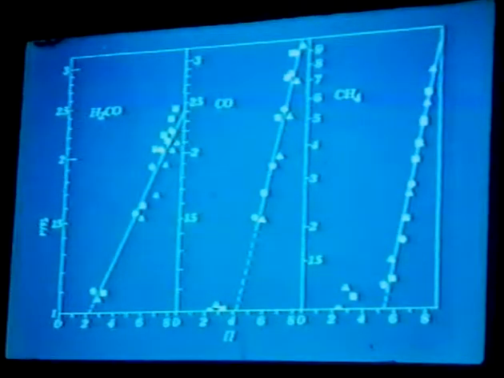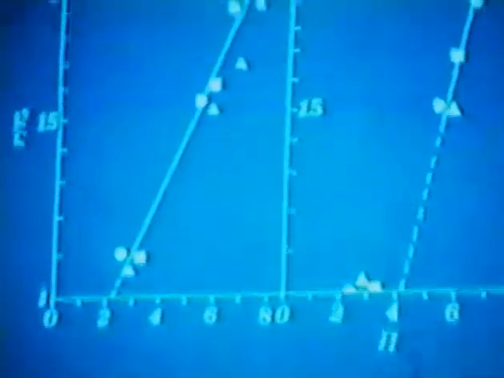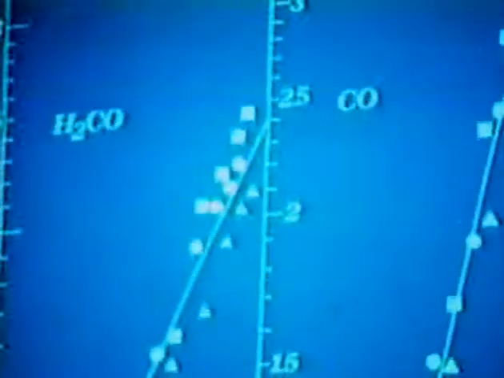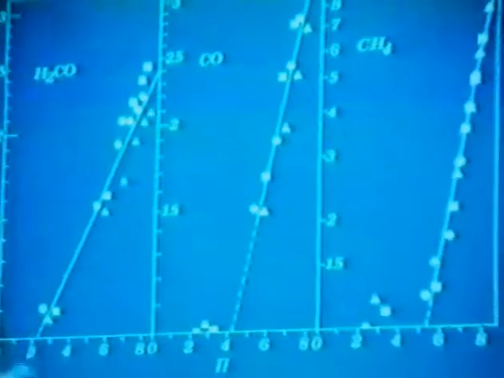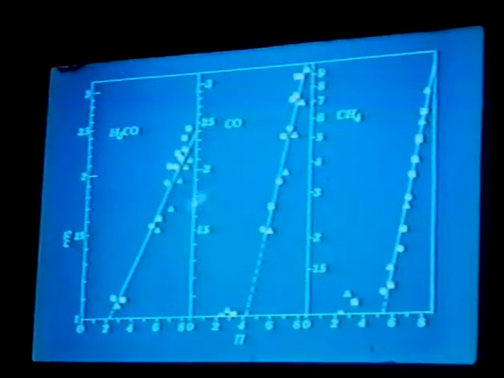Here is again the case of methanol dehydrogenation and decomposition on silver, and we plot the rate of formation of formaldehyde, carbon monoxide, and methane as a function of this parameter Π. And you see that again we have this exponential dependence. Of course, for each product you have a different slope and different intercept, and this is why we also see dramatic changes in selectivity for this system as we vary the catalyst potential.